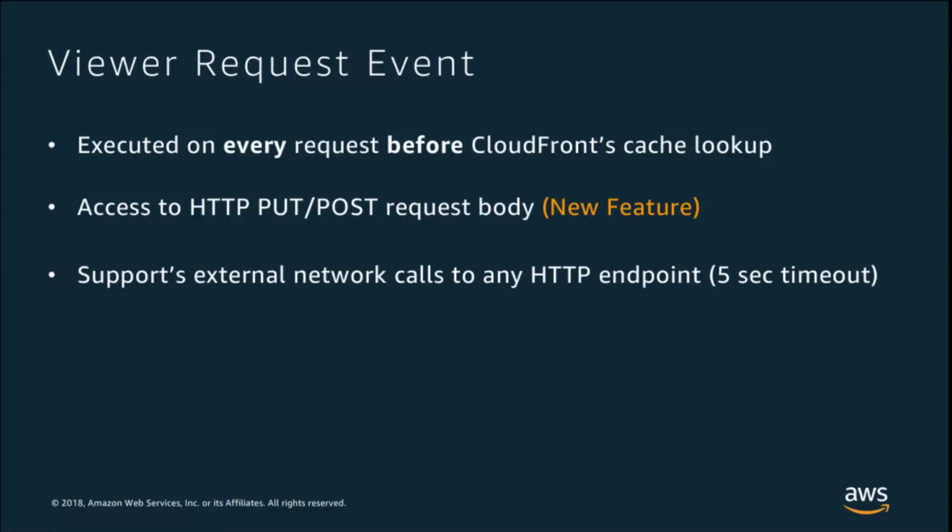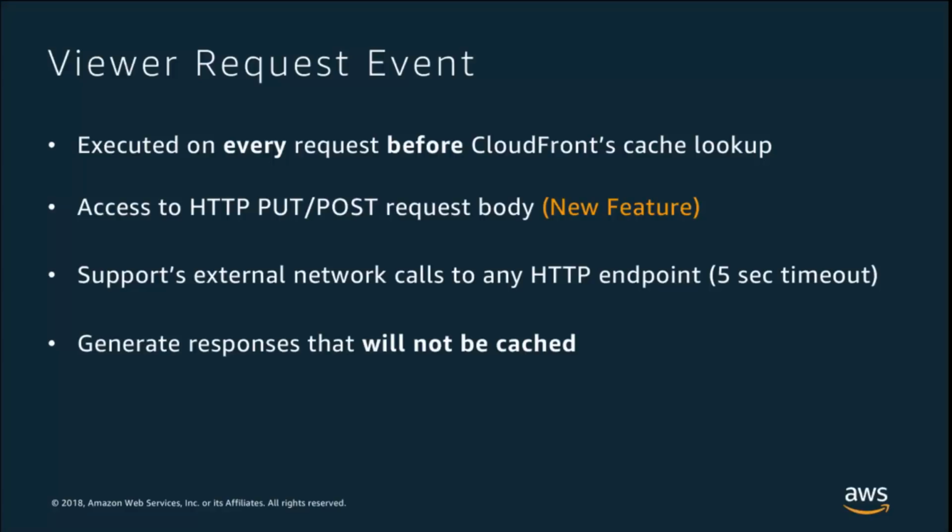All 4 event points support making network calls to any HTTP endpoint, whether it's on AWS or outside. So you can write a function to make a call to any HTTP endpoint. And the timeouts are slightly different, depending on whether it's a viewer-facing event or an origin-facing one. Viewer-facing has 5-second timeouts.